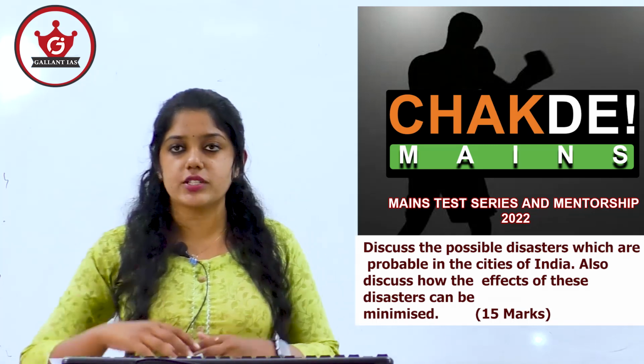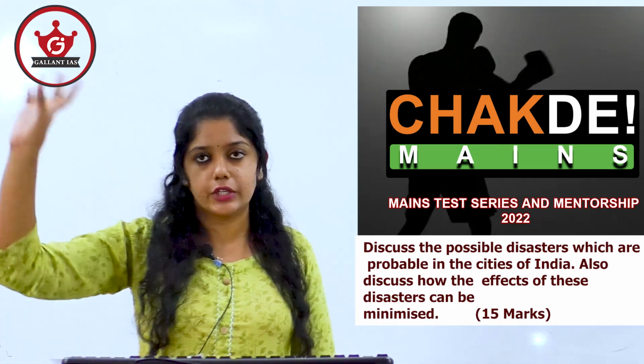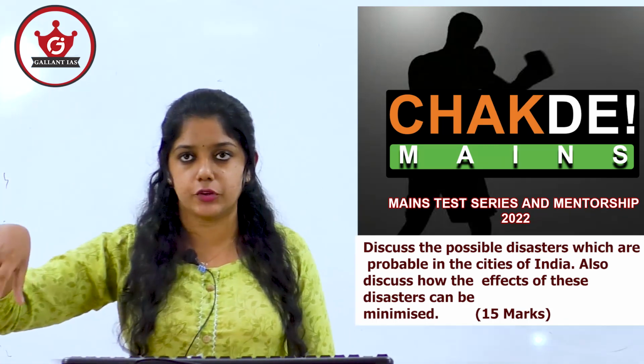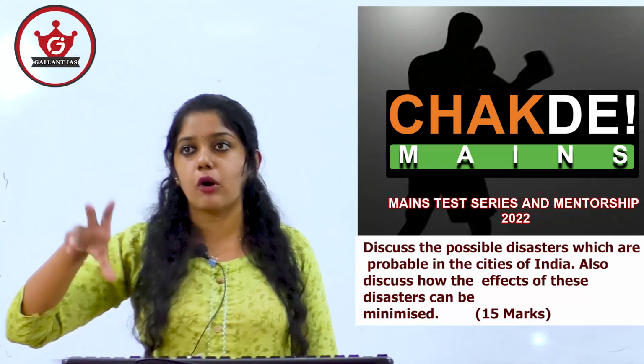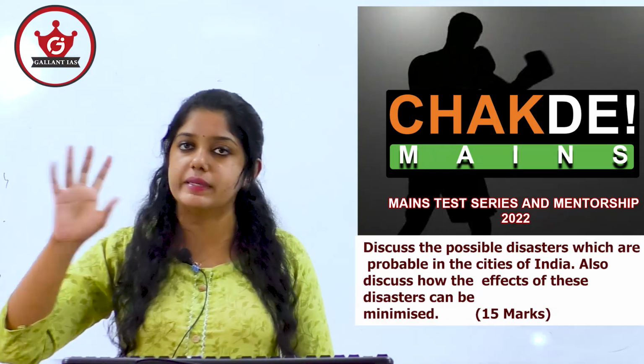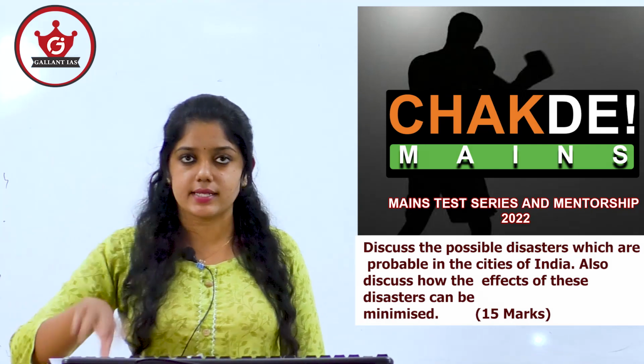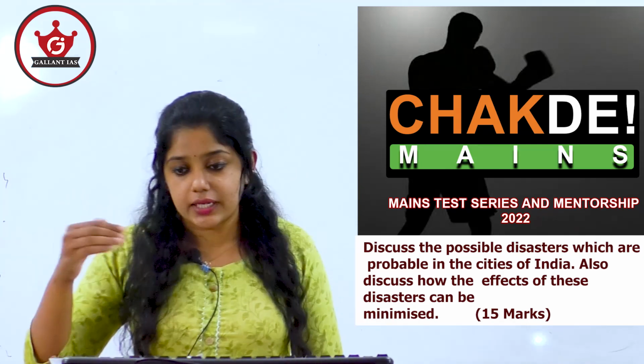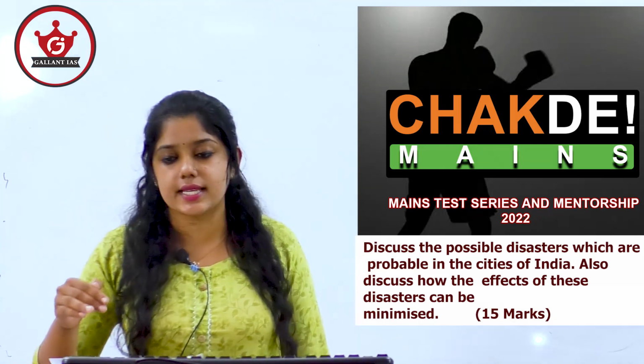So I'll brief the structure. First of all, you have to write an intro. I'll say what all things you can write in the intro. Second is the body part. In the body part, you first have to mention the possible disasters. And third, discuss how the effects of these disasters can be minimized.